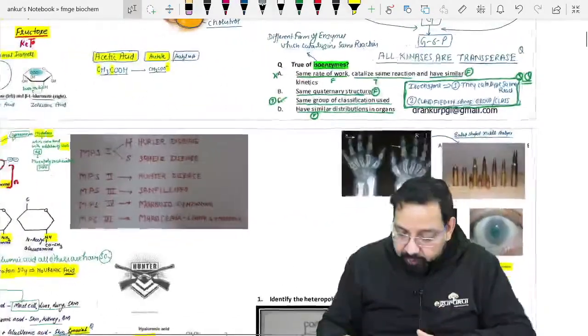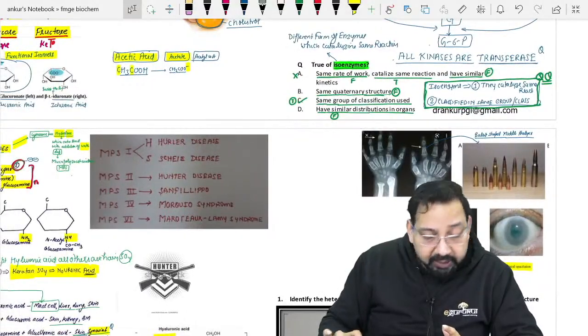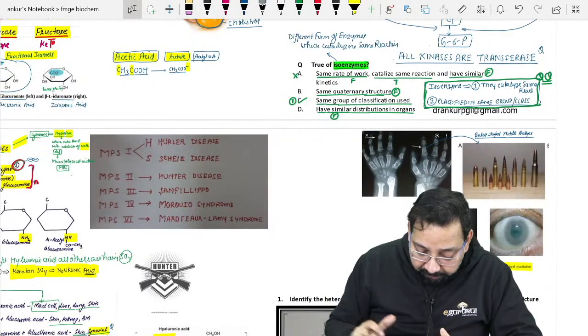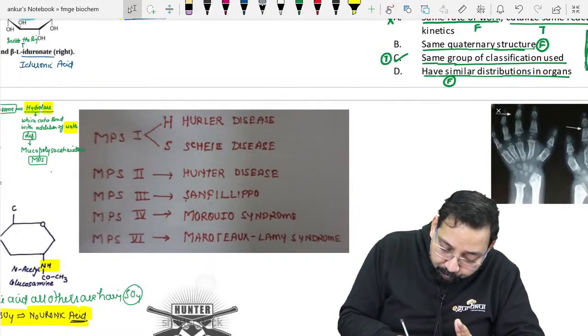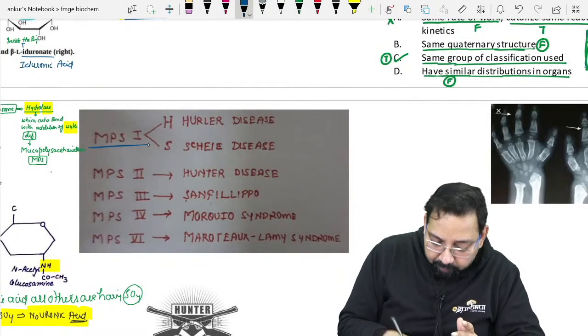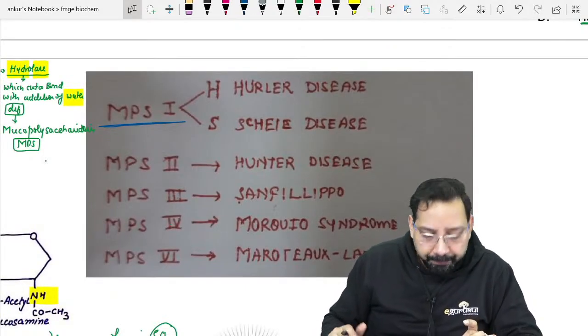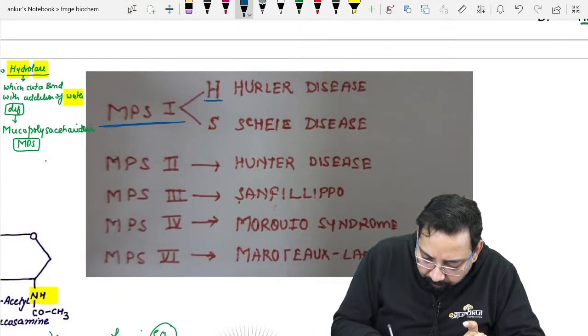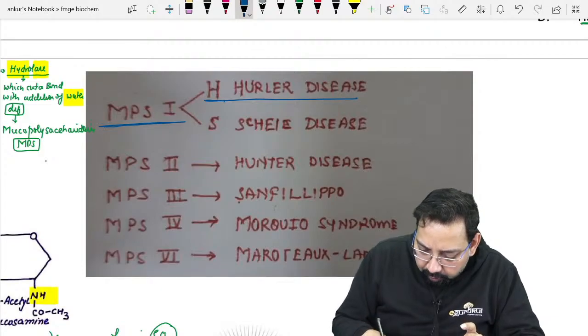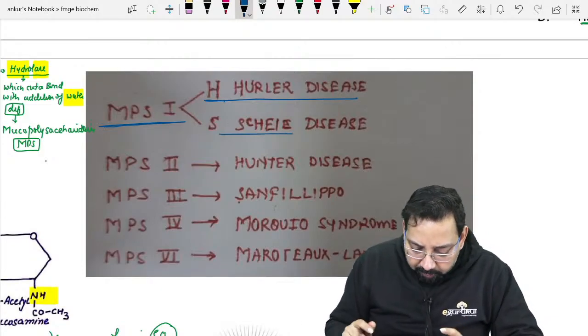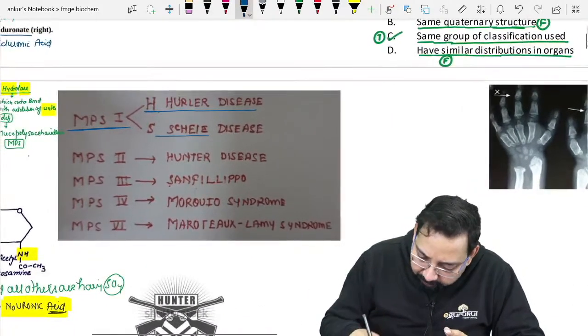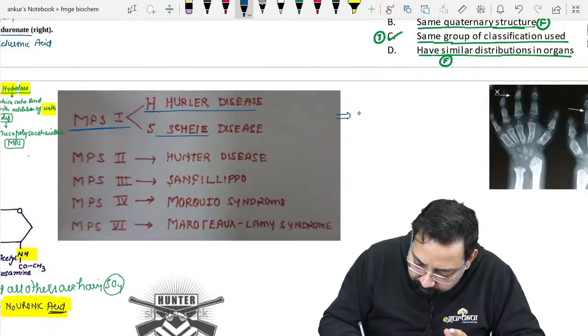Clear? So mucopolysaccharidoses may present with these types of symptoms. Now I discuss one by one. Mucopolysaccharidosis type 1. It may be of Hurler type or Scheie type. In mucopolysaccharidosis type 1, there is a deficiency of iduronidase.